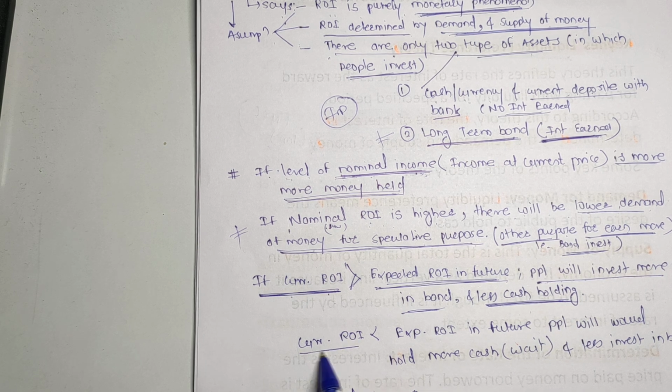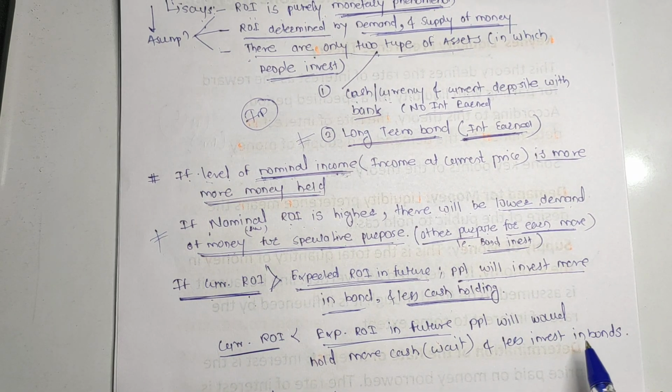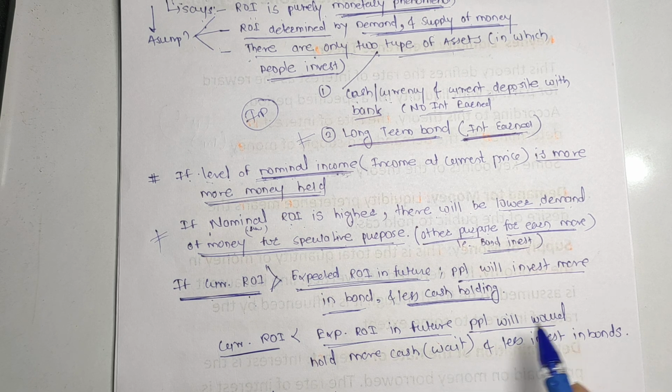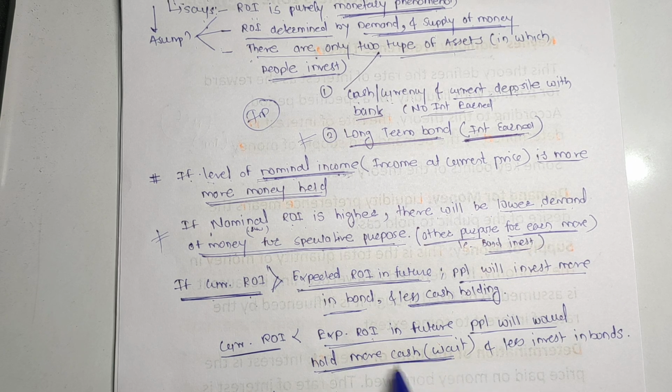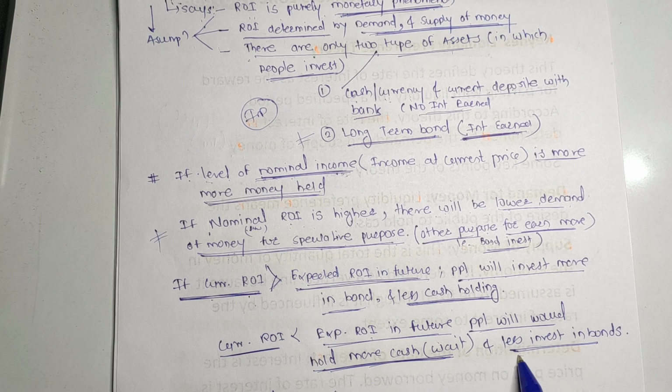Second, if the current rate of interest is less than the expected rate of interest in the future, what will people do? People will hold more cash and will wait for the rate of interest to increase in the future. That means more cash in the hands and less investment in bonds.